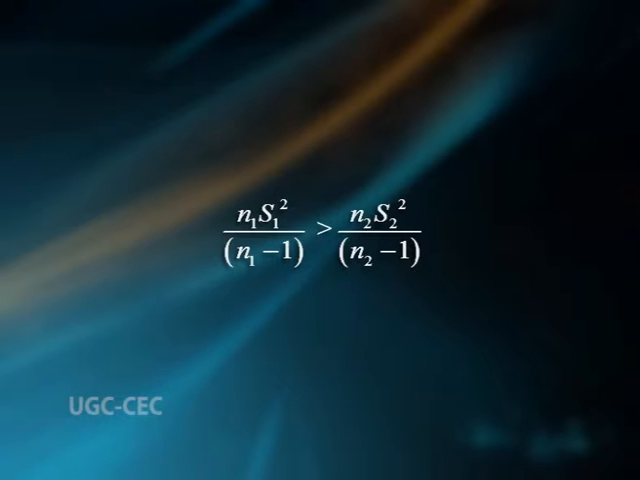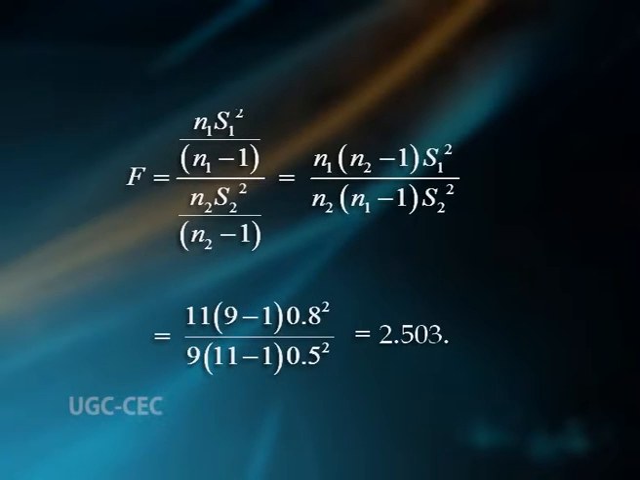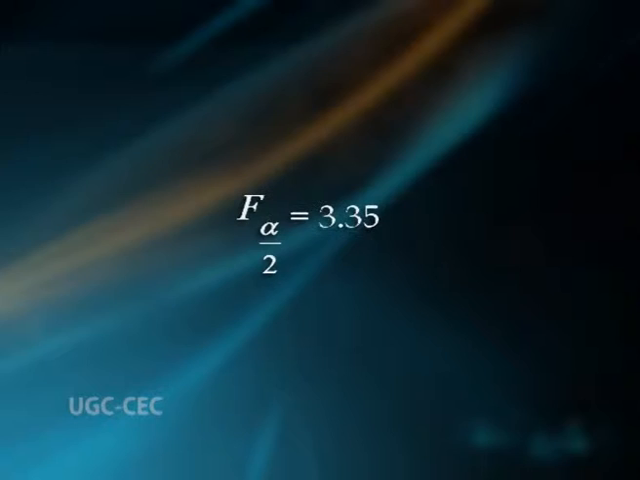Hence, the test statistic is F equal to n1 S1 square by n1 minus 1 divided by n2 S2 square by n2 minus 1, that is n1 into n2 minus 1 into S1 square divided by n2 into n1 minus 1 into S2 square, that is 11 into 9 minus 1 into 0.8 square by 9 into 11 minus 1 into 0.5 square, that is 2.503. At 10% significance level, from F table of 10,8 degrees of freedom, F alpha by 2 equals 3.35. In this case, F is less than F alpha by 2, hence no reason to reject H naught. That is, the equality of the population variances may be accepted.